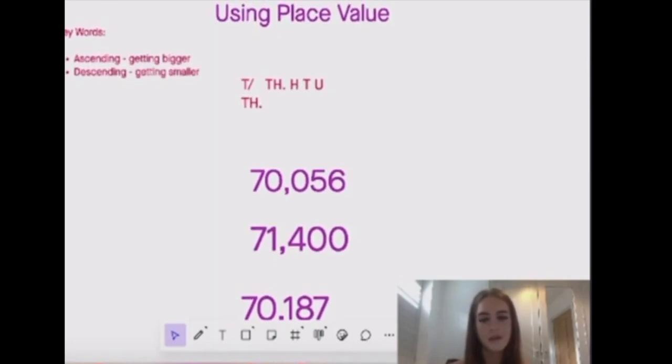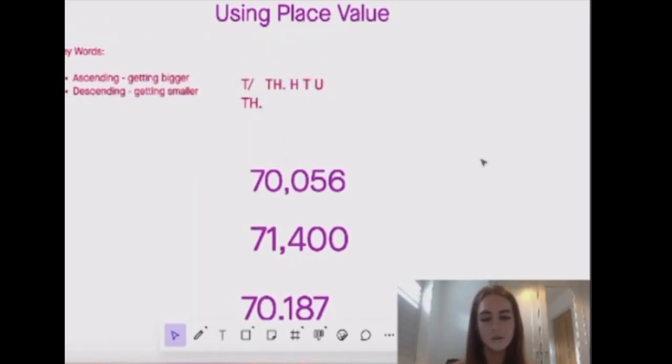And I find that the easiest way to order positive numbers is using place value. So we've got two key words here. You have ascending order, which means you order the numbers so they're getting bigger as they go along. And then you have descending order, which means they're getting smaller. And this is sometimes used in exam questions, so it's worth knowing these two words.